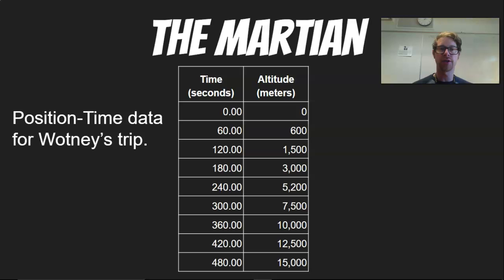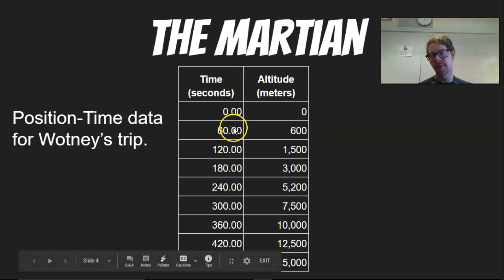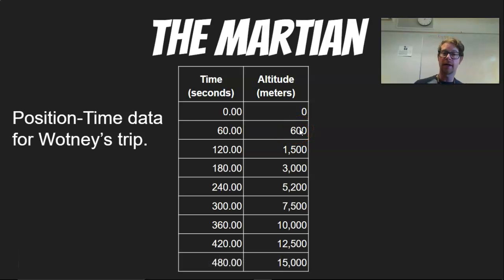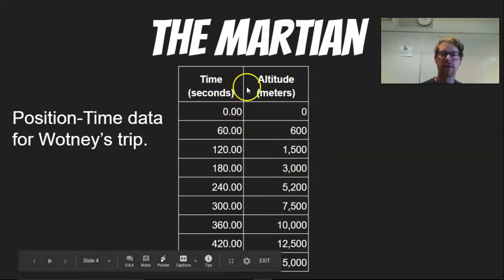We're not necessarily interested in the distance that he covered so much as the position he is away from the start. The start is at an altitude of 0, the surface of Mars. As time goes on, this is in seconds, but it's basically like 1 minute, 2 minutes, 3 minutes, etc. You can see how the altitude has changed. Here he's 600 meters above the surface, 1,500 meters above the surface, etc. Those are sets of data that we can use as pairs to graph.